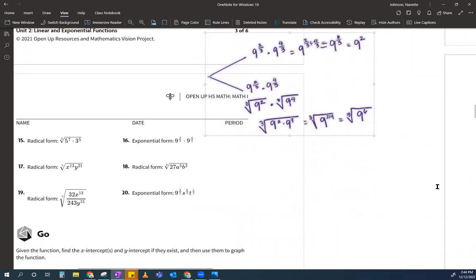I'm just going to move it up so it's out of my way. Yeah. So then the next problem that I'm going to do is this one. And this one is in radicals. So now they want you to rewrite it using exponents. Okay. So the very first thing I do is I just write 27 and then a to the 5th and b squared.